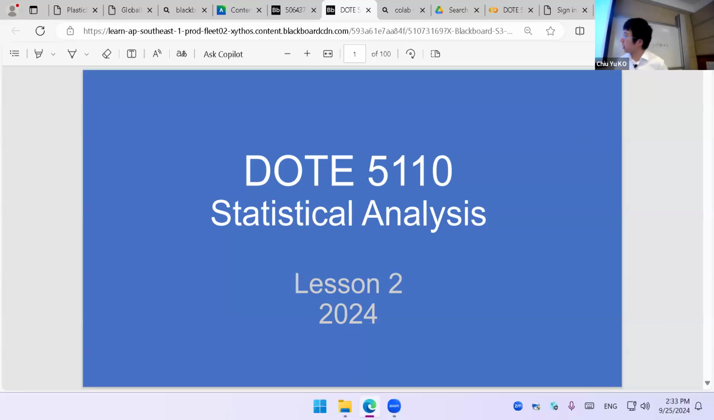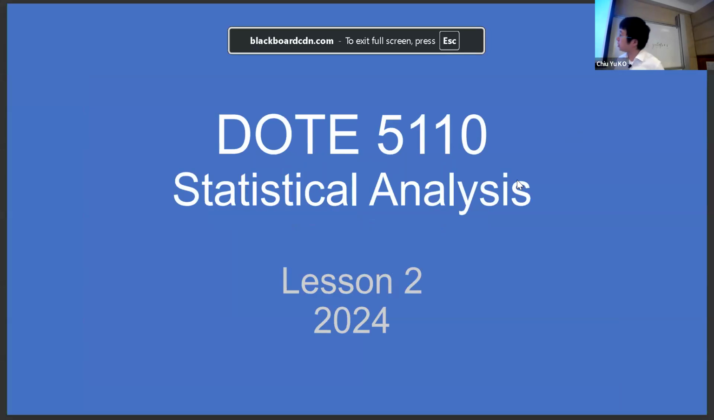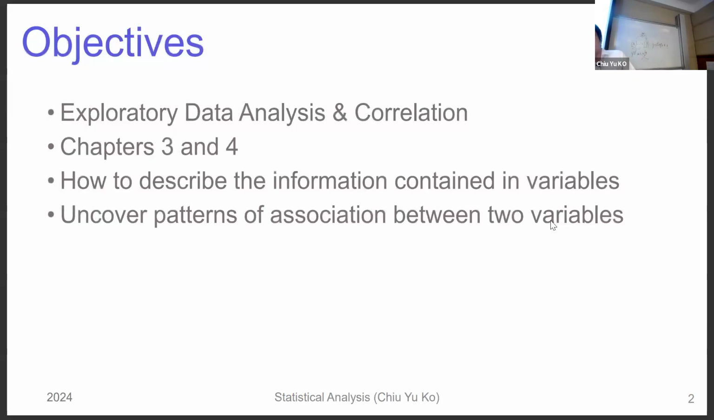As I said, since it's been 2 weeks, let's quickly review what we have done so far. Lesson 2 is trying to give you the idea of how to summarize data using some numbers or some graphs, focusing on one particular variable or measurement. And chapter 4 looks at how 2 different types of measurement are related. That is the beginning point of cause and effect.